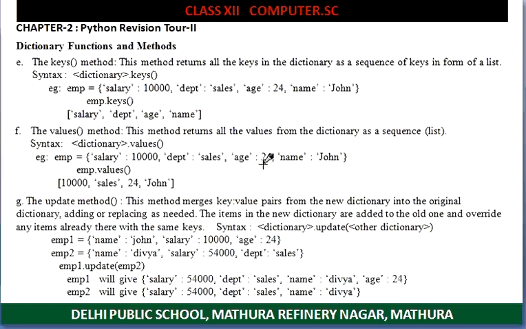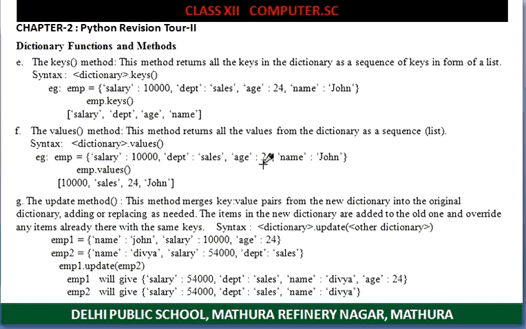Next, update method. This method merges key value pairs from the new dictionary into the original dictionary, adding or replacing as needed. The items in the new dictionary are added to the old one and override any items already there with the same key. Syntax: dictionary dot update other dictionary.